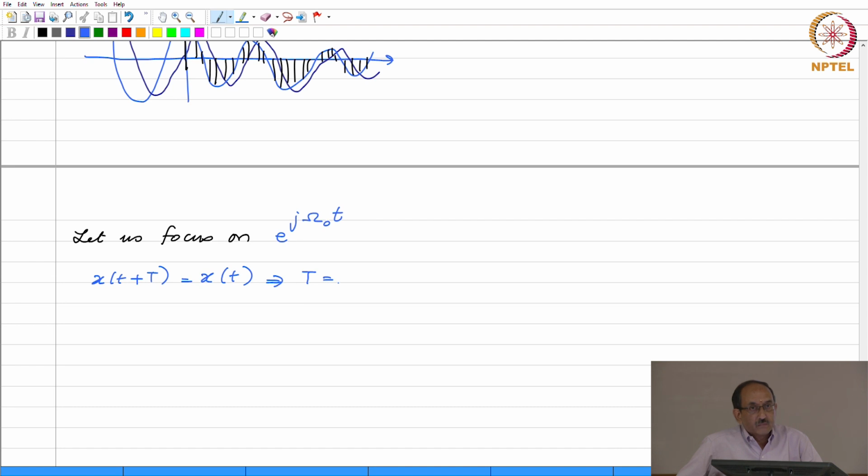which implies that T is... what is the value of T for this signal? 2 pi by omega naught. Is this correct? No, remember cap T is the smallest number for which this is true, right. So, this is not fully correct, there is something not quite right with this formula for cap T.